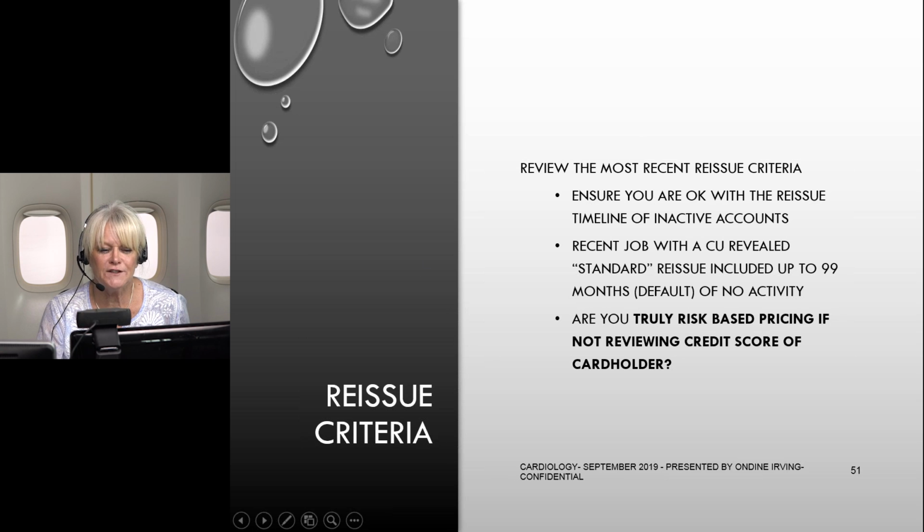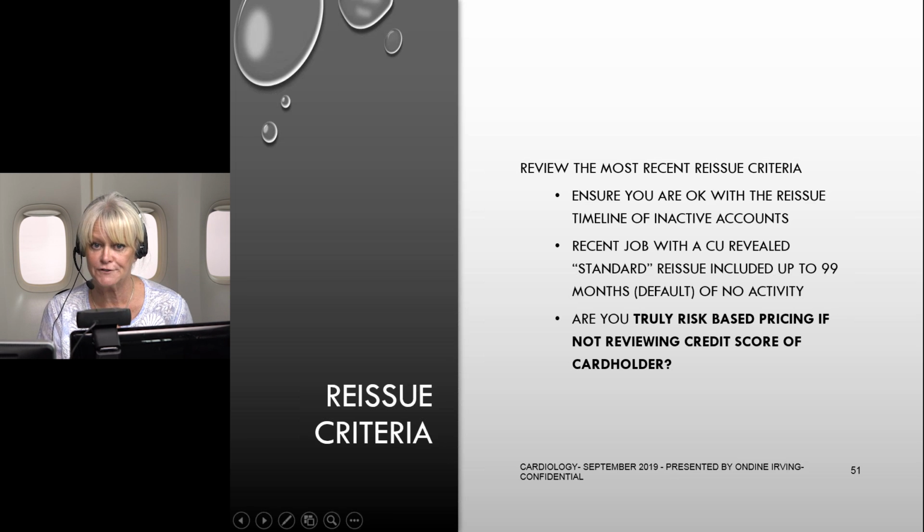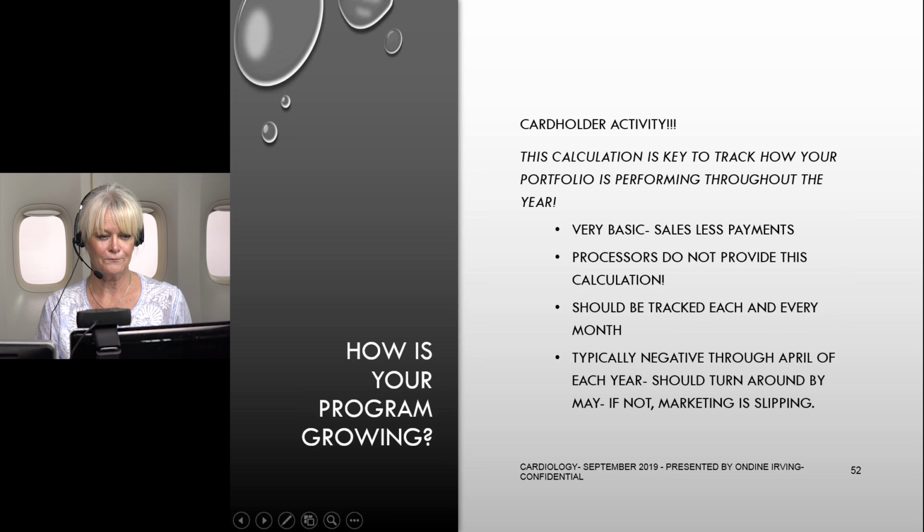This is big. I mentioned this earlier. Review your most recent reissue criteria. And if there is not a date of last activity within that criteria, put one. And if it is in there and it's 99 months, change it. I recommend 12 months. If somebody hasn't used your card in 12 months, I wouldn't reissue them. And that is something else you can add to your new disclosures, not the ones that are very generic and limiting as to what you can do.